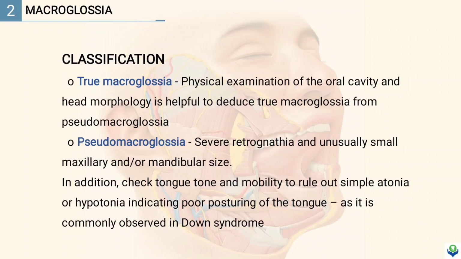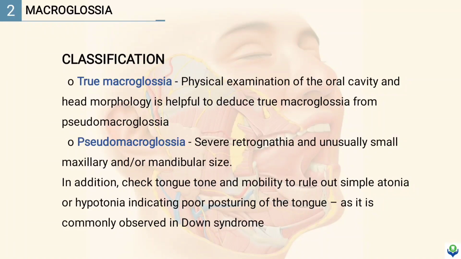Macroglossia can be classified into true macroglossia and pseudomacroglossia. In true macroglossia, the physical examination of the oral cavity and head morphology is helpful to distinguish true macroglossia from pseudomacroglossia. Pseudomacroglossia: severe retrognathia and usually small maxillary or mandibular size will make the tongue appear as a smaller structure due to the surroundings' influence.